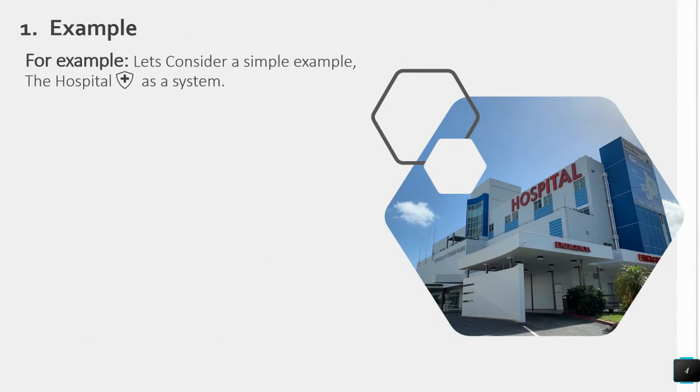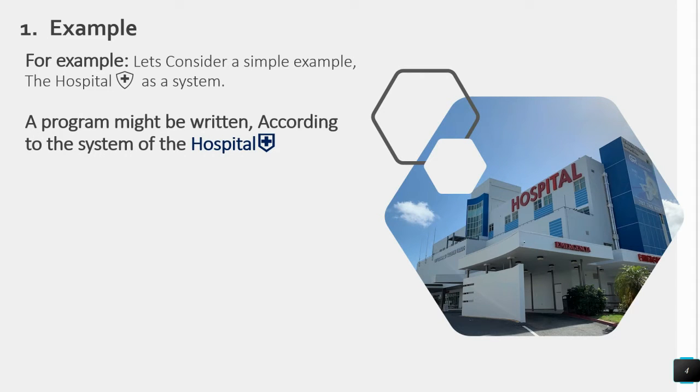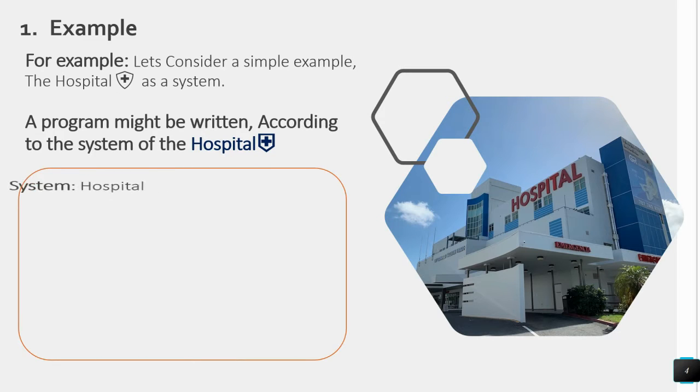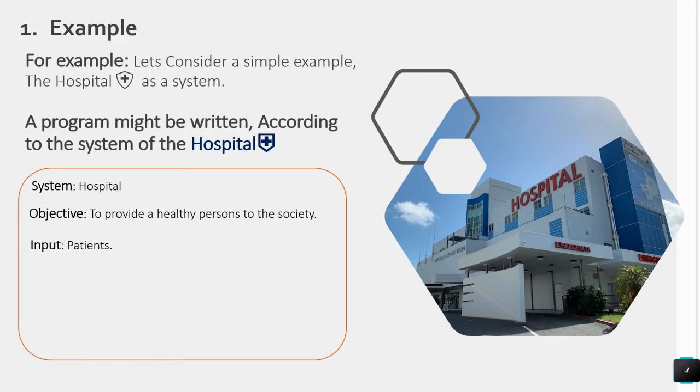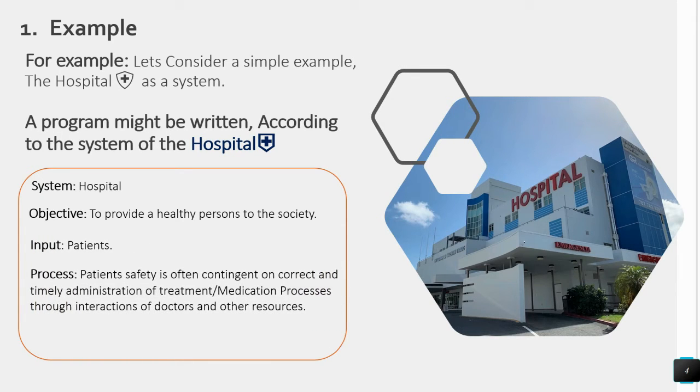Let's consider a simple example. The hospital is a system. A program might be written according to the system of the hospital. System, hospital. Objective, to provide healthy persons to the society. Input, patients. Process, patient's safety is often contingent on correct and timely administration of treatment or medication processes through interactions of doctors and other resources. Output, providing healthy citizens to the country.